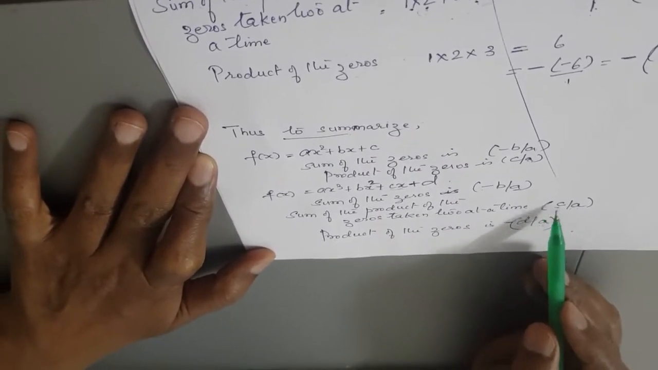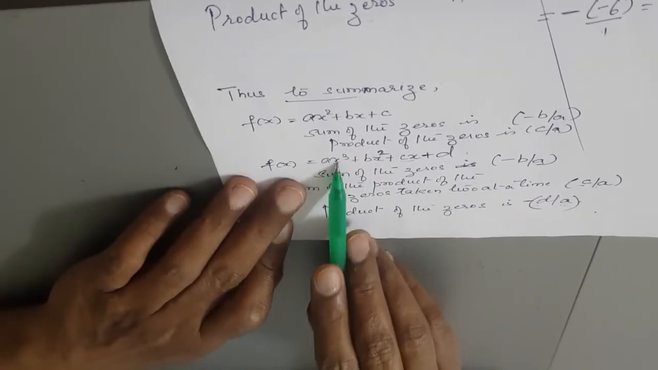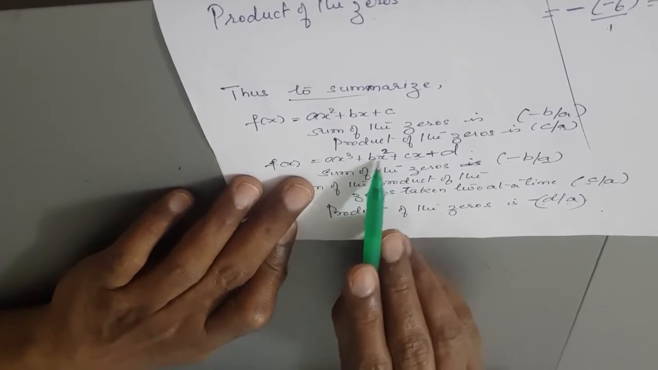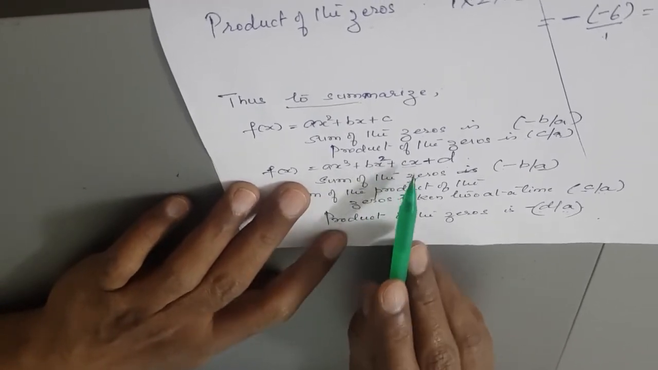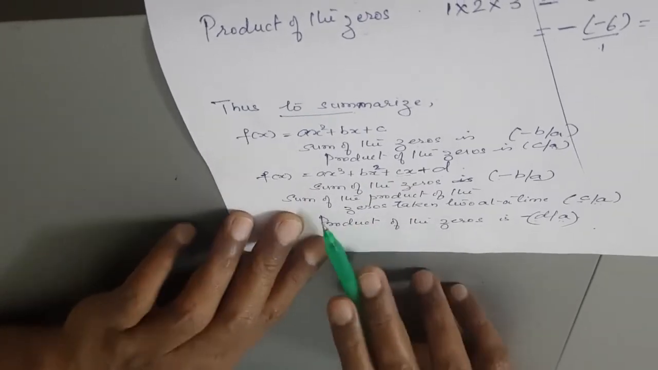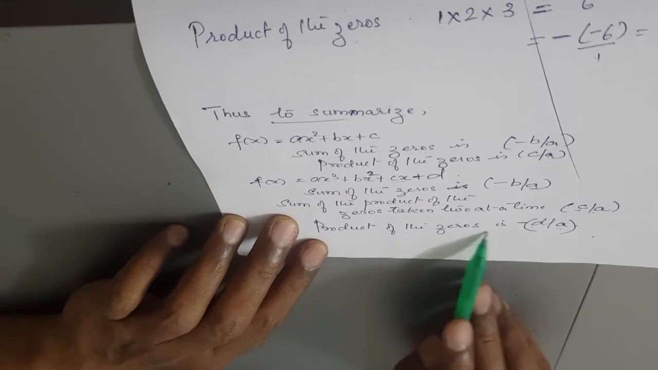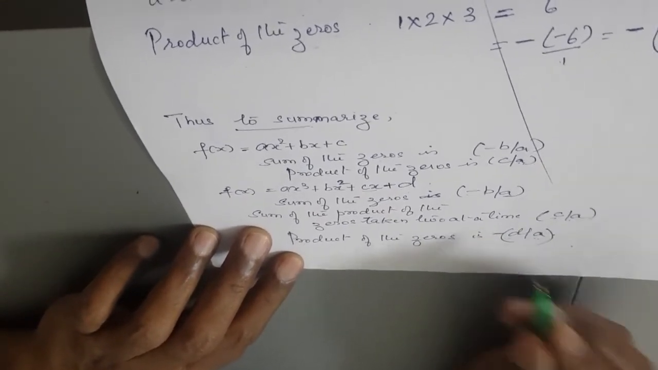Of course, a, b, c, d have a particular meaning. A is the coefficient of x cube. B is the coefficient of x square. C is the coefficient of x. And D is the constant. So, sum of the product of the zeros taken two at a time is c by a, and product of the zeros is minus d by a.